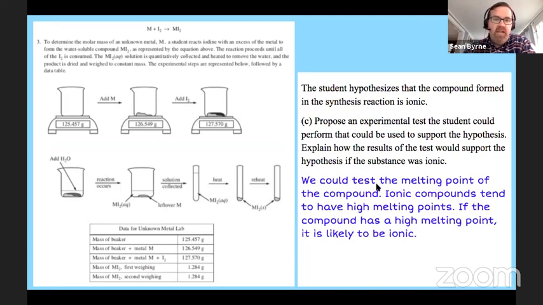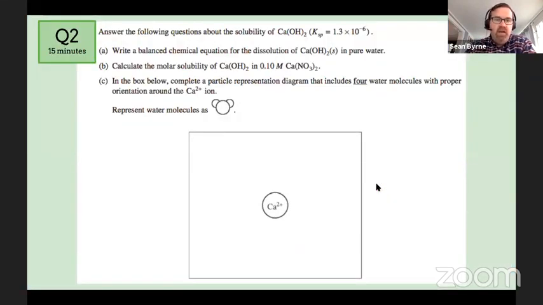Our last problem for today, I think, is another 15-minuter. We've got about just 3 questions here. We're looking at the solubility of calcium hydroxide. So take a minute to pause your video here, answer these 3 questions, and then come back to me when you're ready.